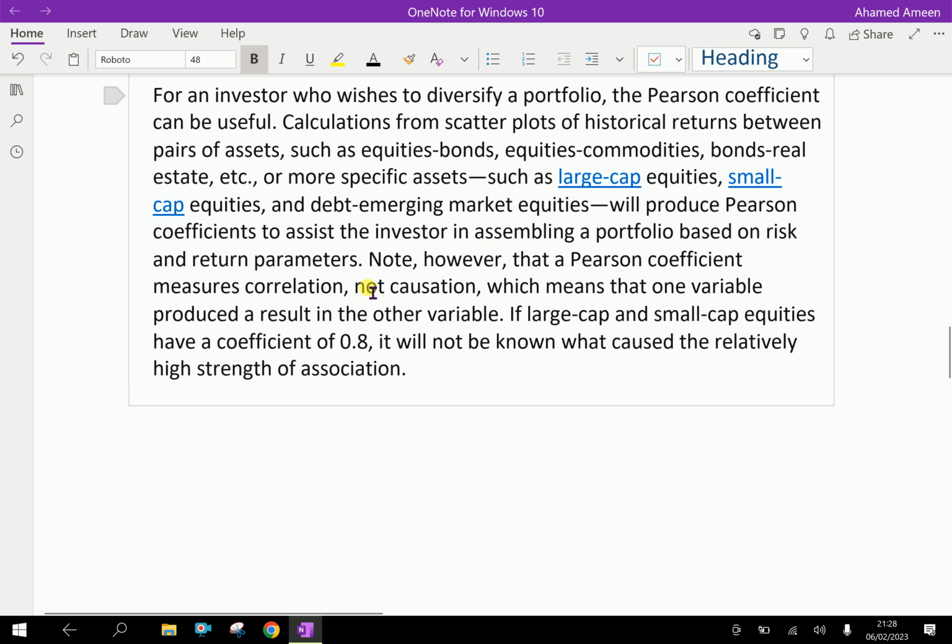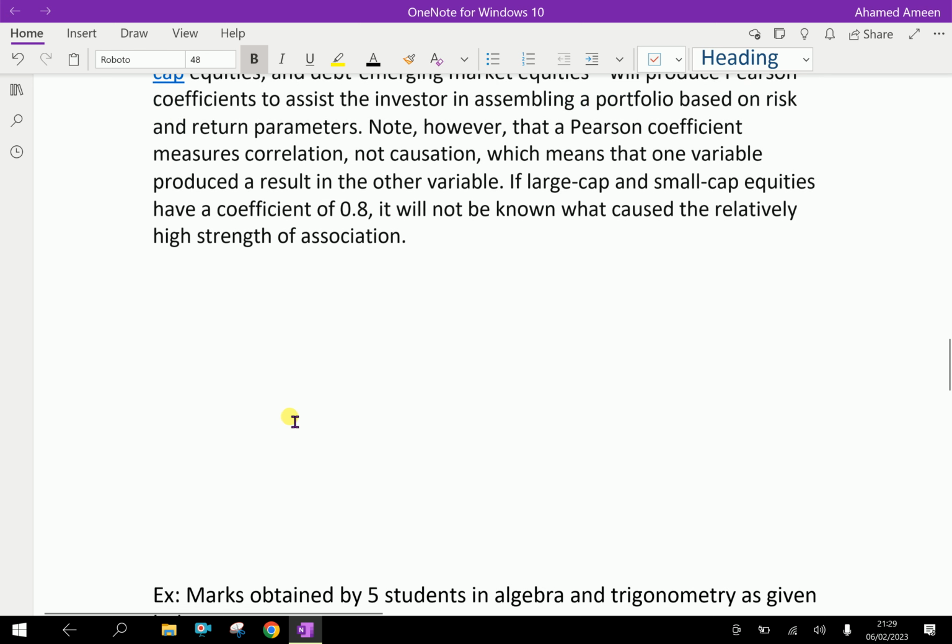Note, however, that a Pearson coefficient measures correlation, not causation, which means it does not show that one variable produced a result in the other variable. If large cap and small cap equities have a coefficient of 0.8, it will not be known what caused the relatively high strength of association.